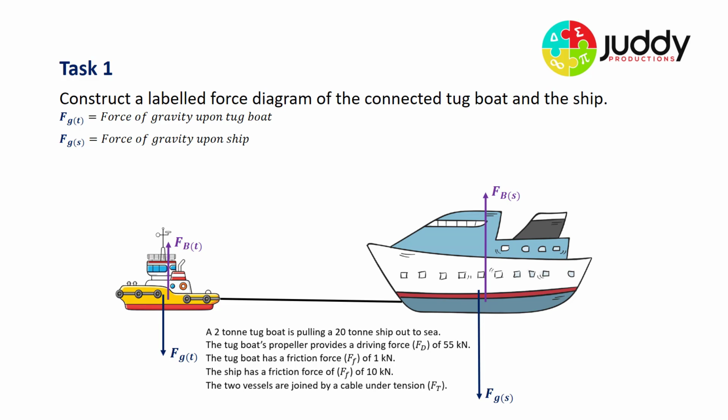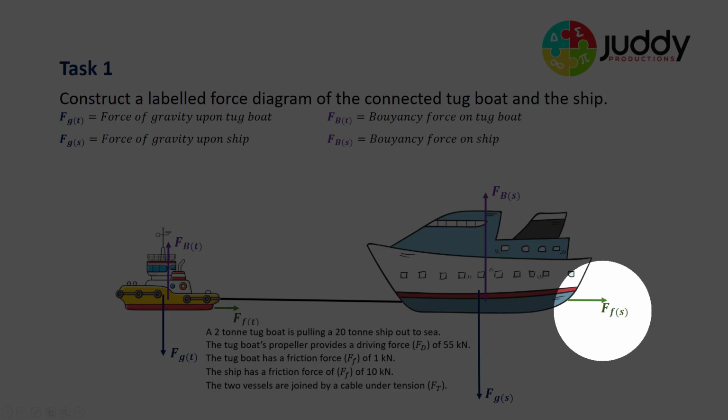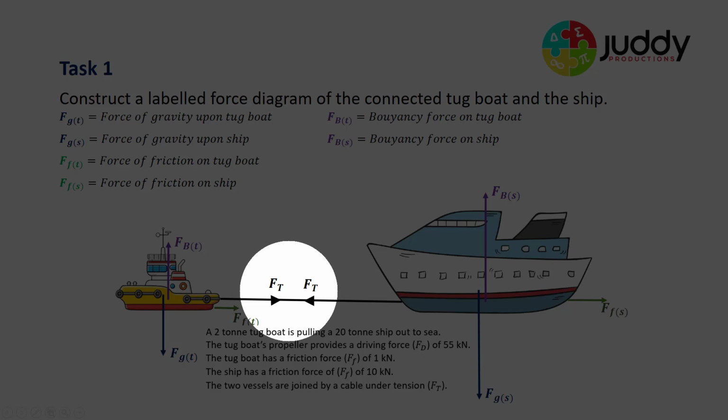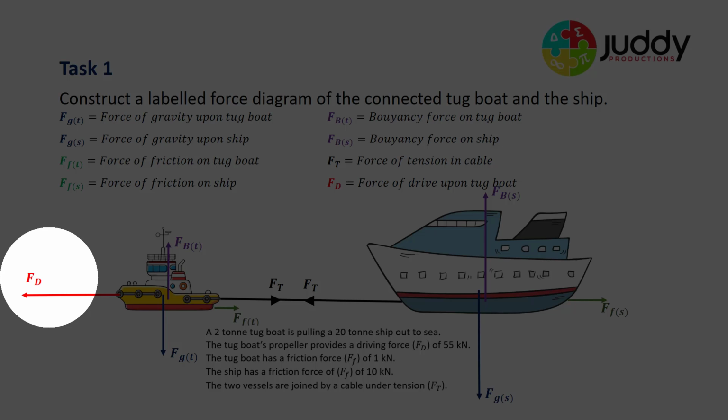The buoyancy force acts much like the normal reaction force of a solid object, in that it opposes the gravitational force in the opposite direction. It's equal in magnitude but opposite in direction. We also have the friction force. There's a friction force of the tugboat and the friction force of the ship. We also have a tension in the rope, which can be considered going to the left from the ship's perspective and going to the right from the tugboat's perspective. Finally, we have a driving force. The driving force, Fd, is being generated by the propeller and moves both the ship and the tug to the left side of our diagram.